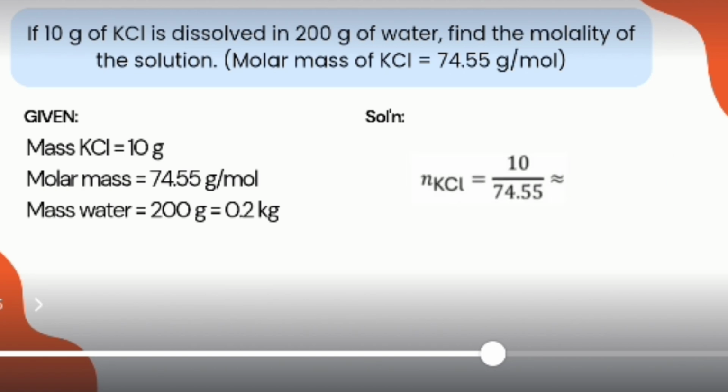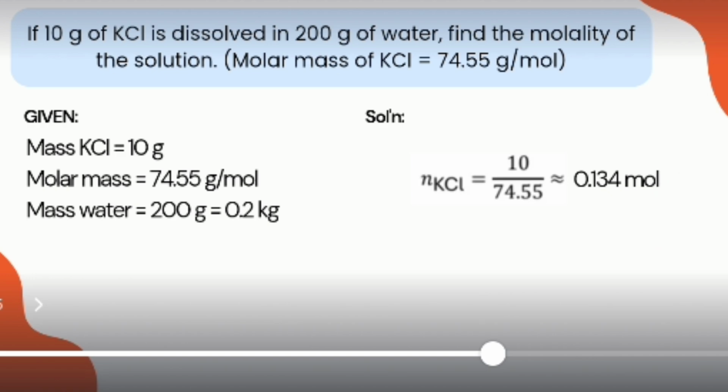Solution. So to find first is the mole of solute. So potassium chloride is equal to mass of solute, or potassium chloride, which is 10 grams divided by 74.55 grams per mole, which is the molar mass of potassium chloride, and the answer is 0.134 mole. So just like in the answer of molarity, the grams in the solution are also cancelled.